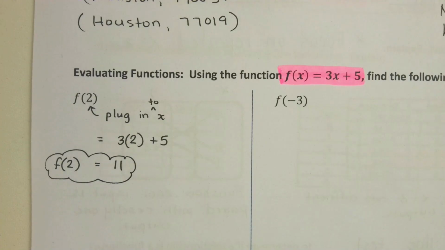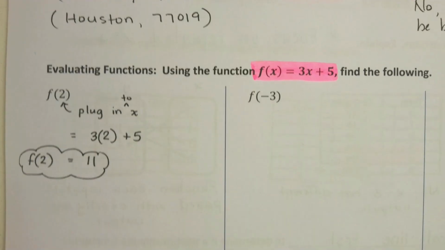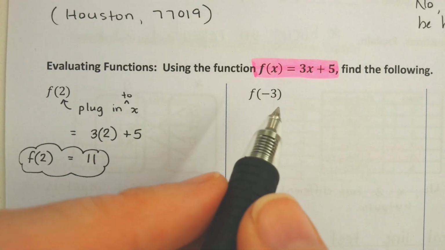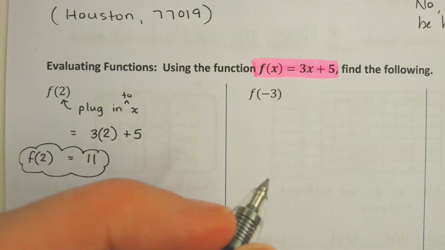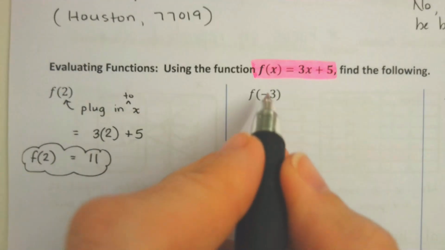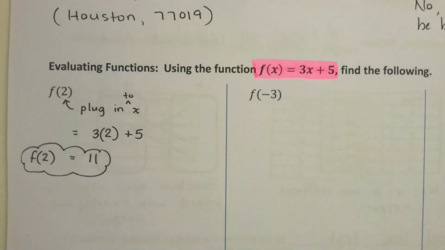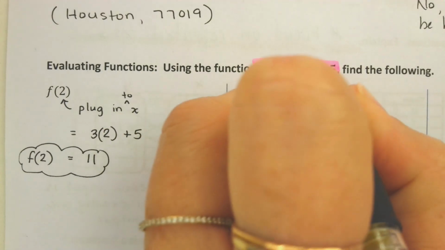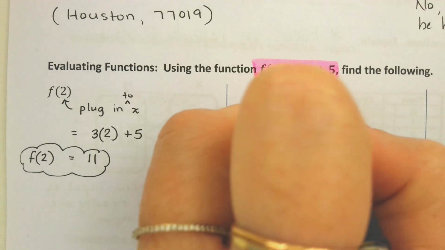All right, second one. Let's do it together. Choral response. I'm going to take that -3 and plug it in for what, everyone? Let's try that choral response again. I'm going to take that -3 and plug it in for what, everyone? X. Very good. So same function, still the f function.